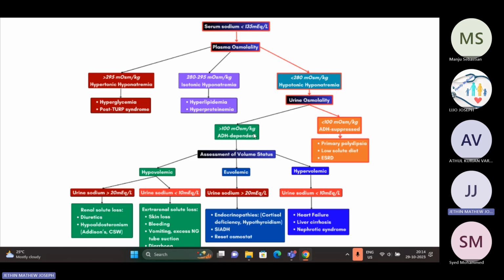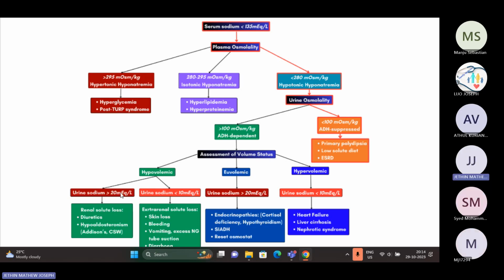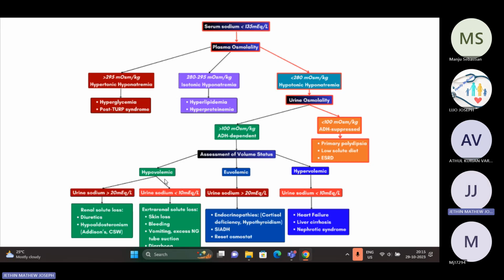After that, you want to check volume status. Once you assess the volume status, whether it is hypovolemic, euvolemic, or hypervolemic, the next thing to check is urine sodium. In hypovolemic hyponatremia, if urine sodium is more than 20, that means there's a renal solute loss, and causes are diuretics and hypoaldosteronism. If the urine sodium is less than 10, it means that there is extra renal solute loss, such as skin loss, bleeding, vomiting, diarrhea, etc.